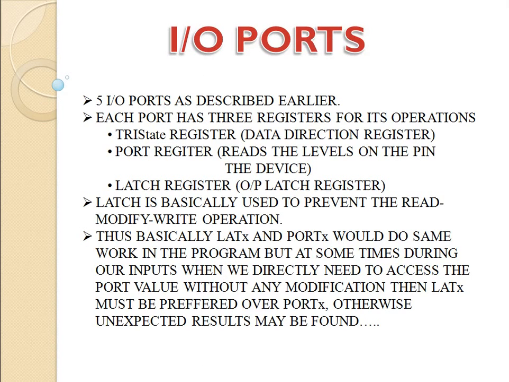Now come the different ports of 4520. As described, it has 5 input-output ports from port A to E. Each port has 3 registers to operate upon. The first is the TRIS register, the second is the PORT register, and the last is the LAT register. The TRIS register is used to specify whether the port is acting as input or output. The PORT register is used to input or output the values of the particular port we need.